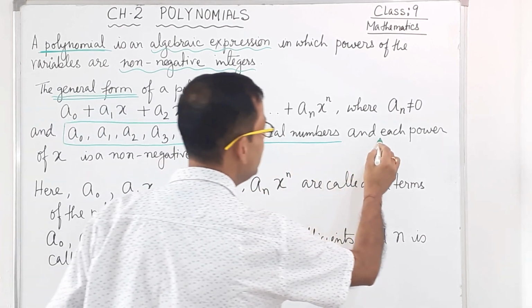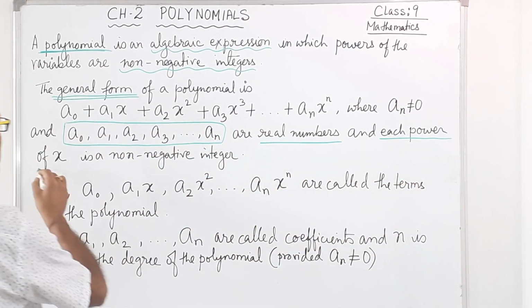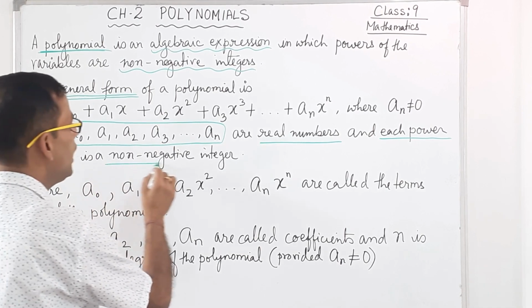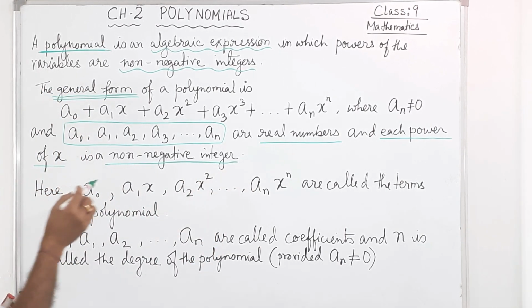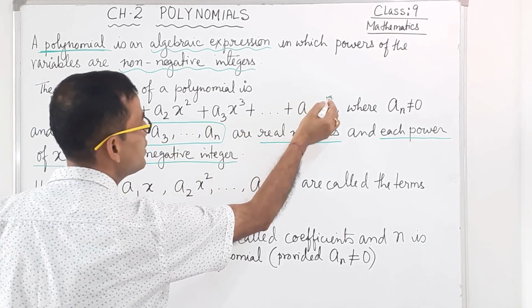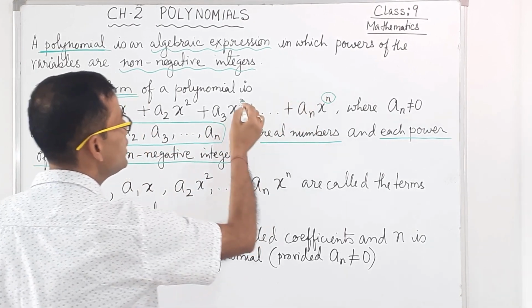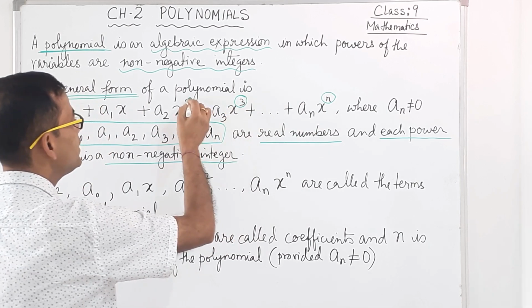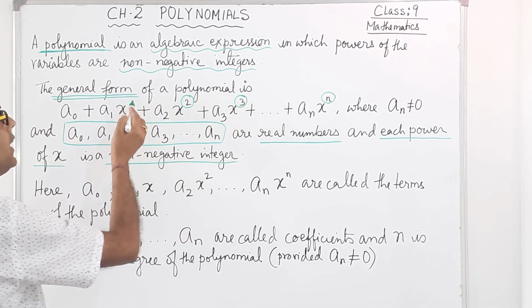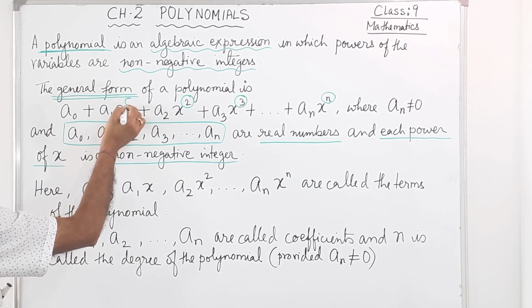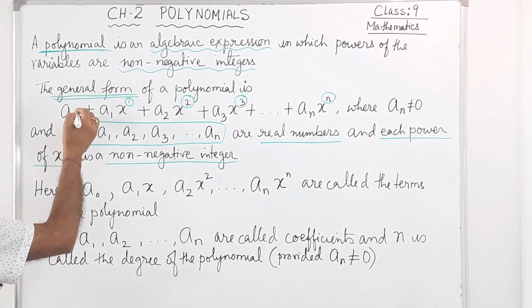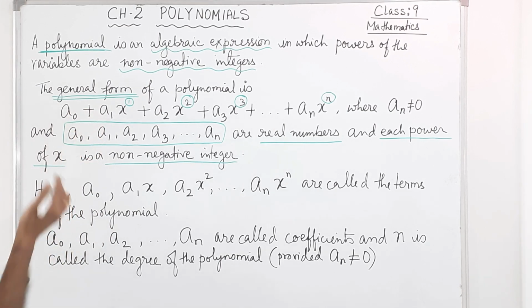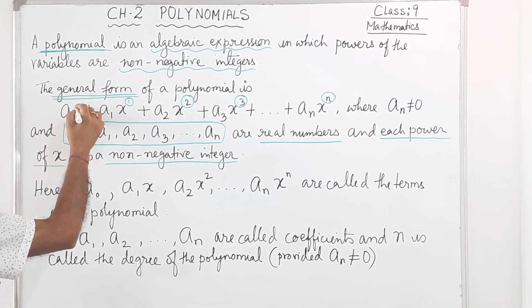And each power of x has to be a non-negative integer. That means the power of x. See here, this is the power of x. This is also the power of x. This is also the power of x. Here no power is written, so what is there? 1 is there. And here also, x to the power 0 is there.